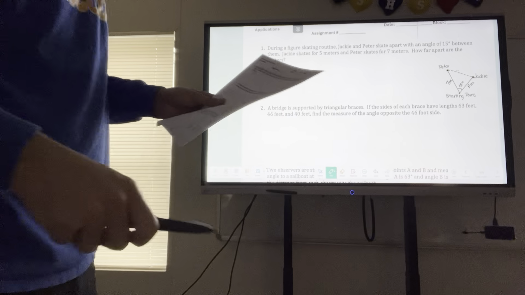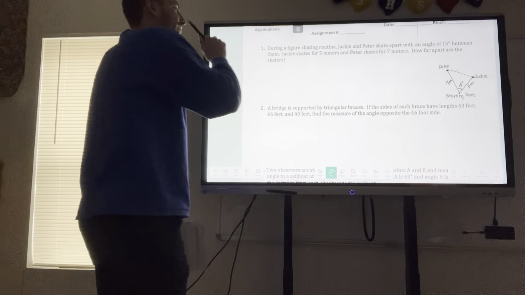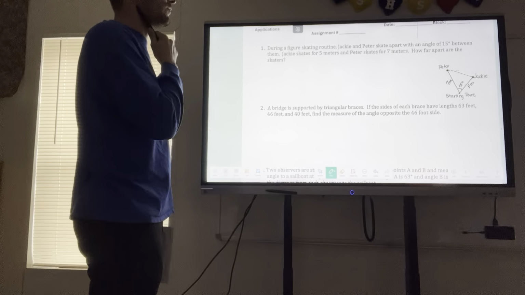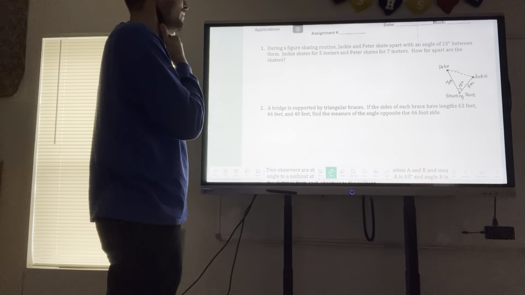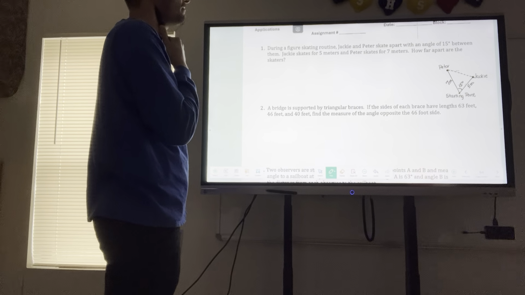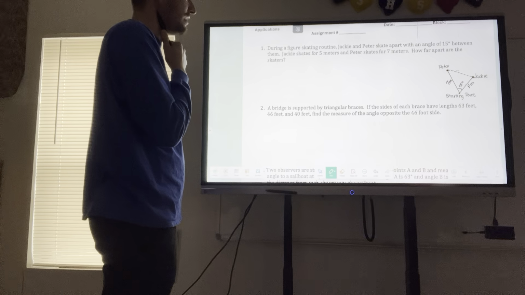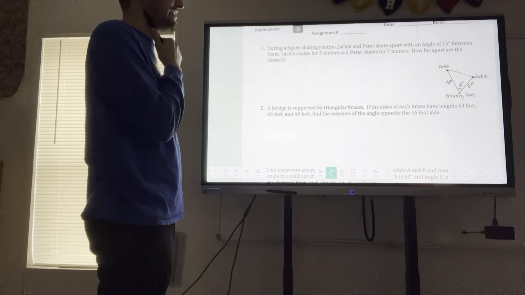During a figure skating routine, Jackie and Peter skate apart with an angle of 15 degrees between them. Jackie skates for 5 meters and Peter skates for 7 meters. How far apart are the skaters?